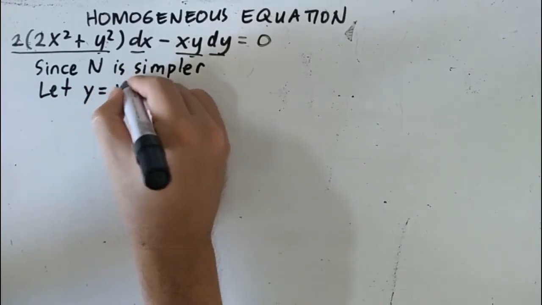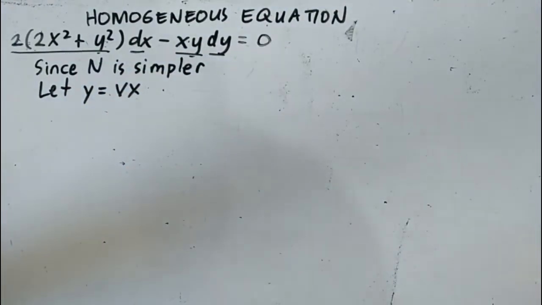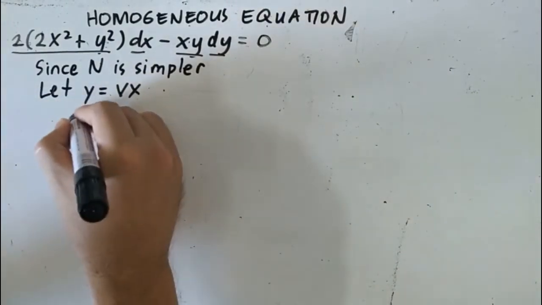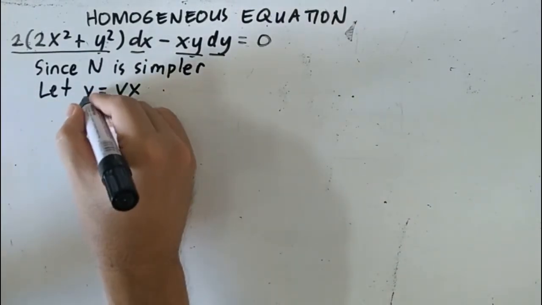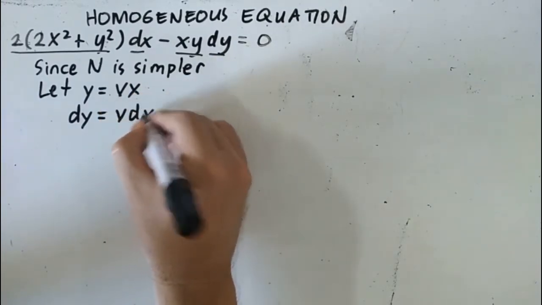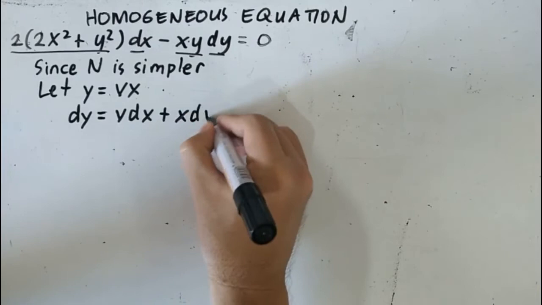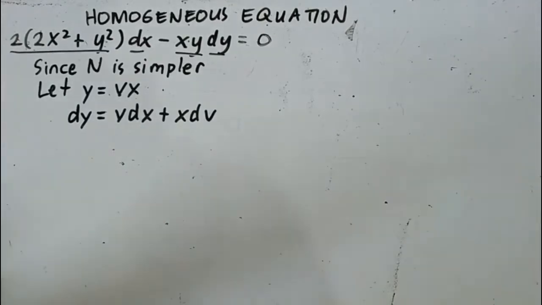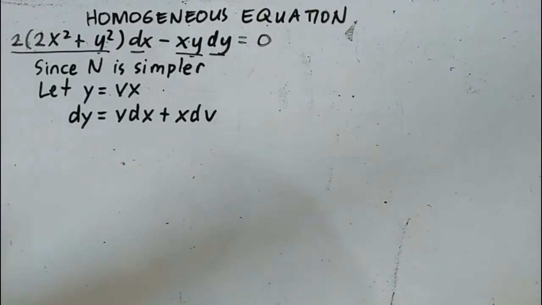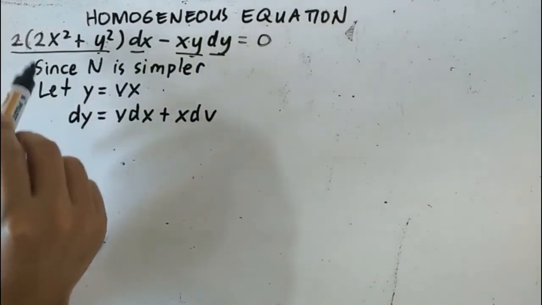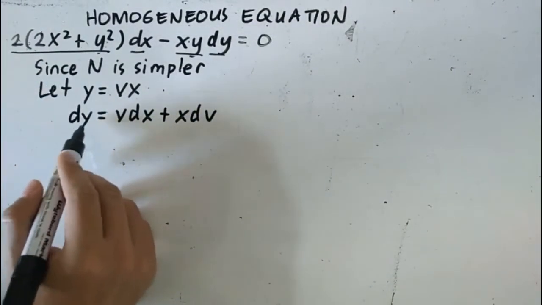y equals vx. And if y equals vx, that means dy, which is the derivative of y, is equal to v dx plus x dv. We simply use the product rule for differentiation. And then we need to substitute these to both our y and our dy.